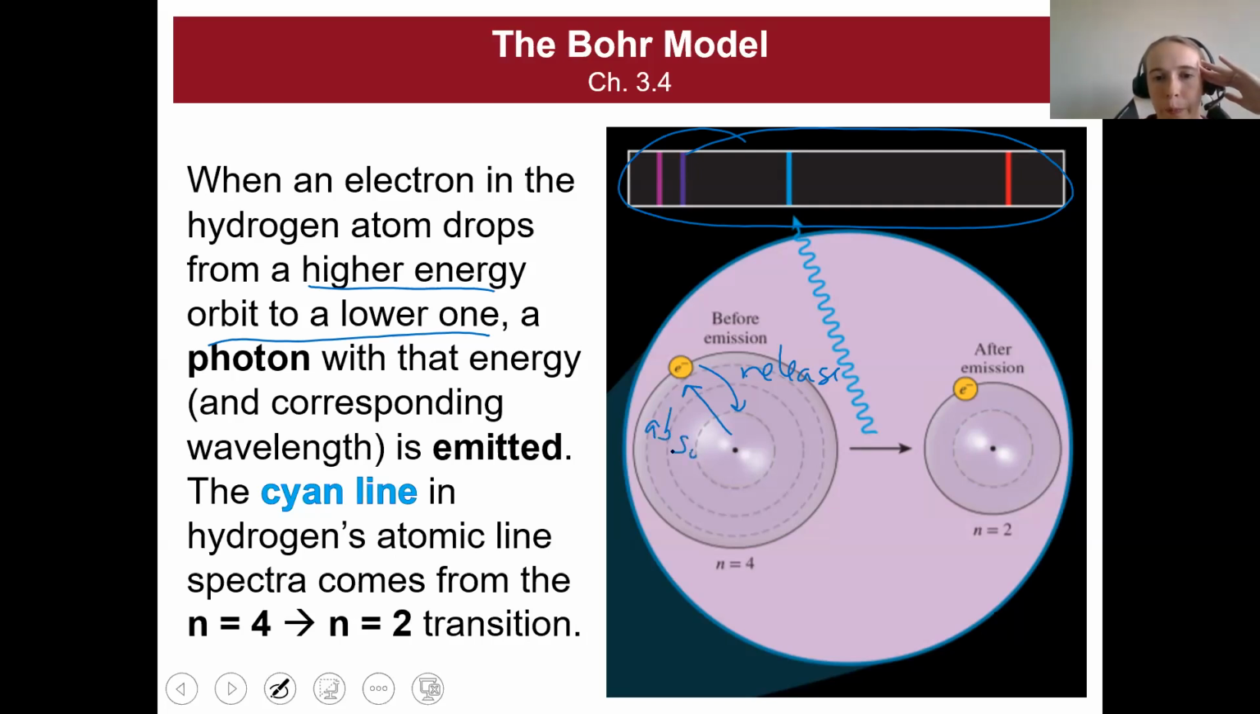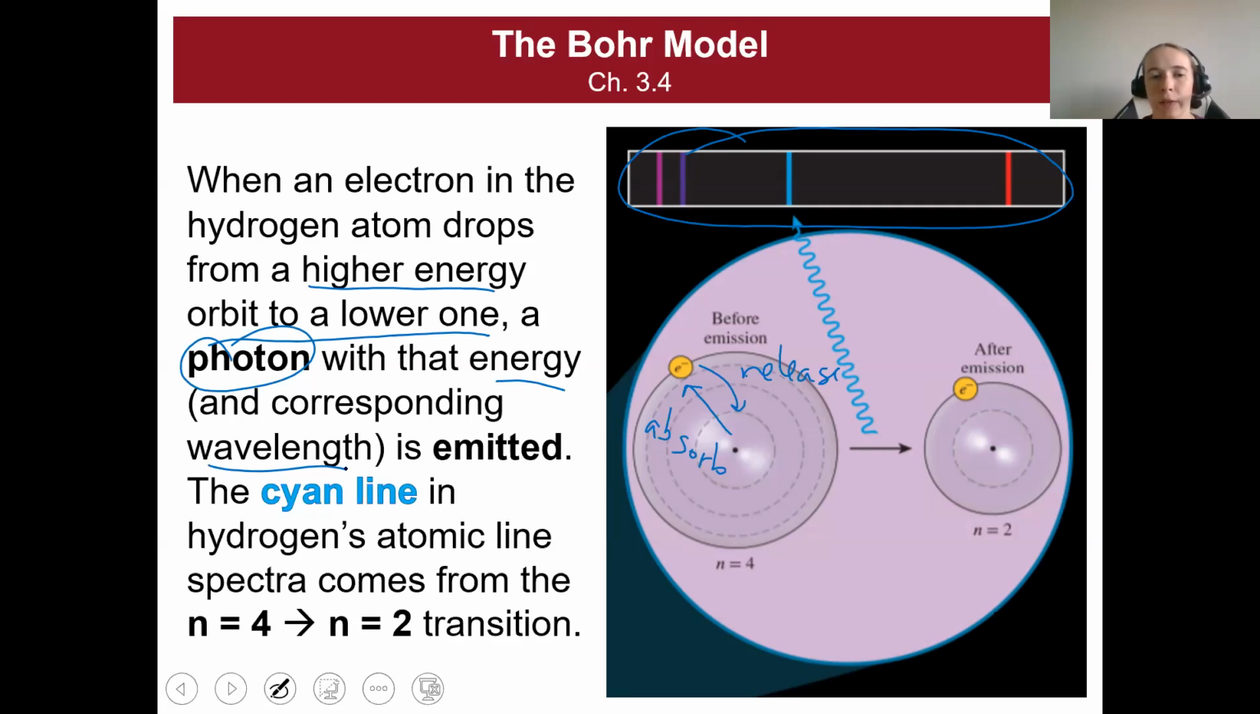Absorb. So we need to absorb energy for the electron to get the energy to go to a higher energy orbital, and then it can release the energy when it drops back down to a lower energy orbital. And a photon with that energy and wavelength is emitted.